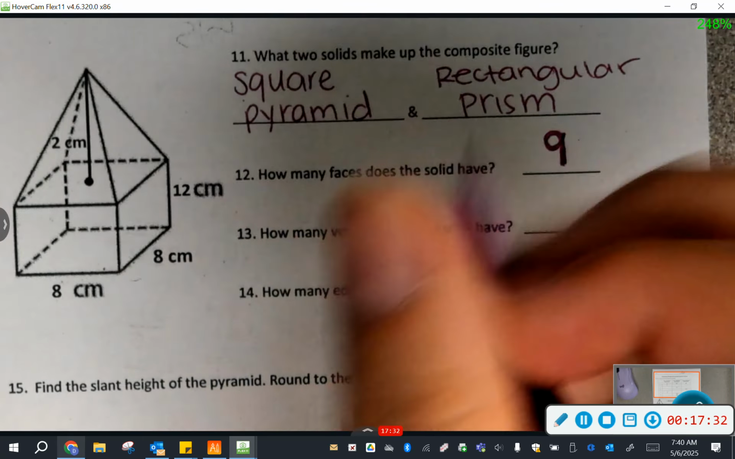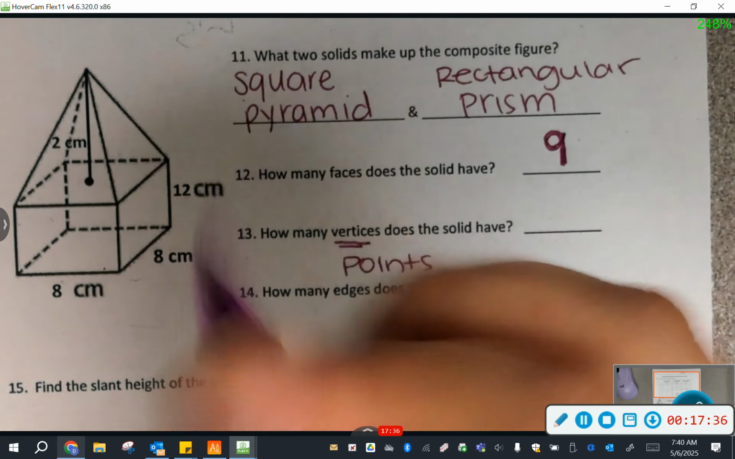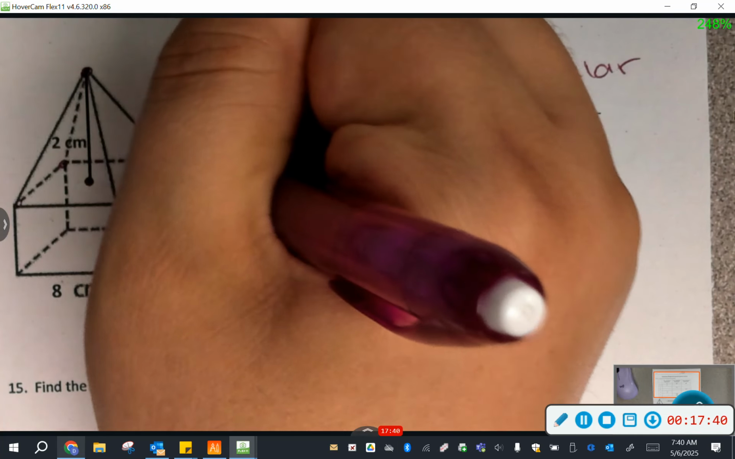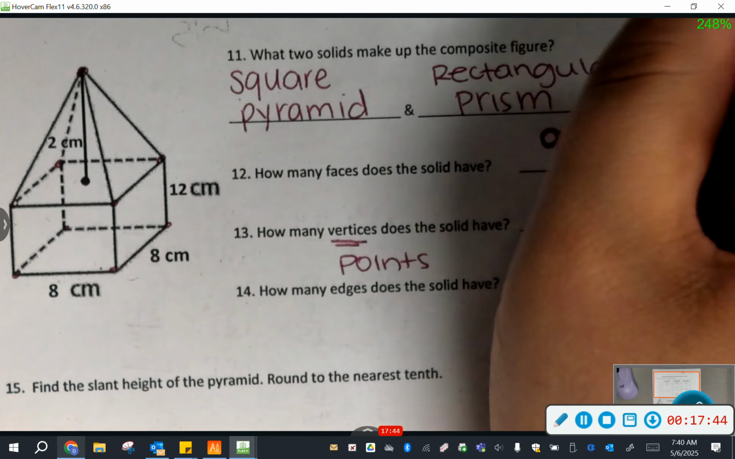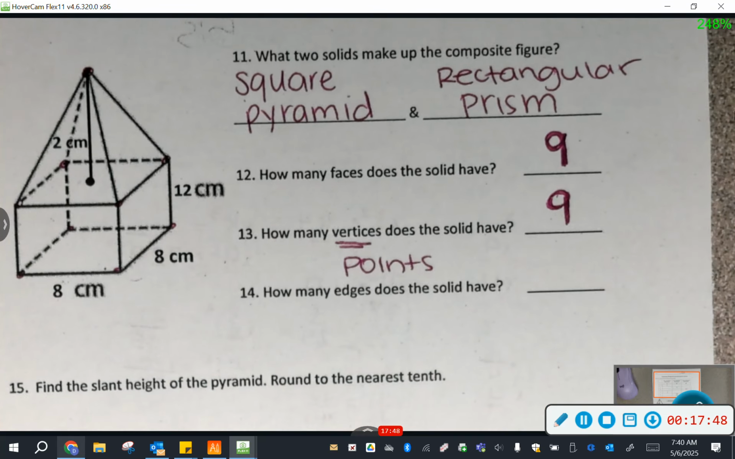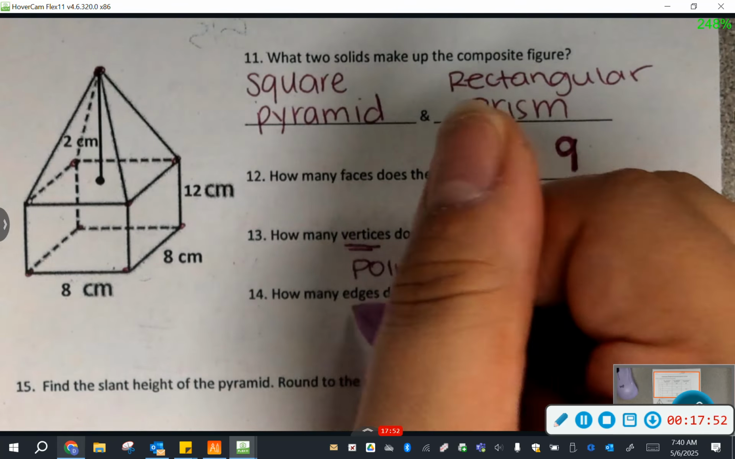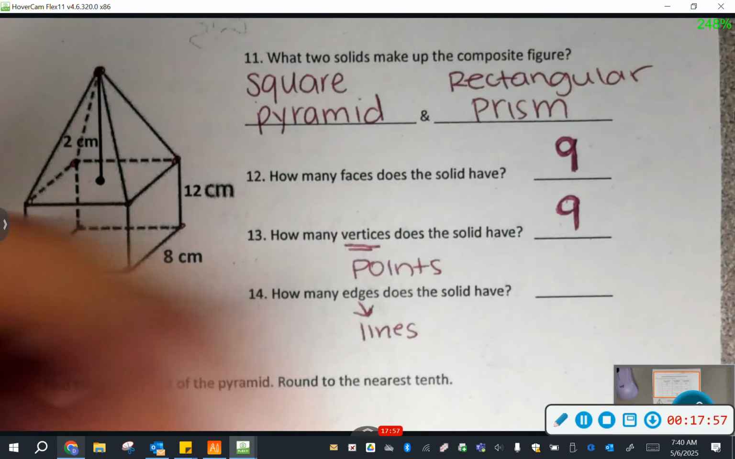What are vertices? Points. How many points does it have? 9 is right. Or 9 is what I got. How many edges does it have? What are edges? The lines.